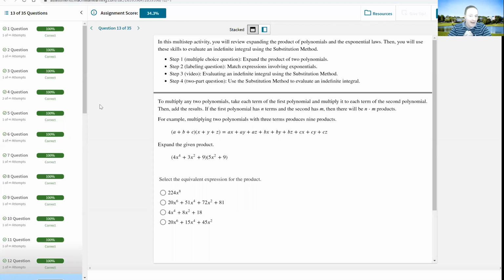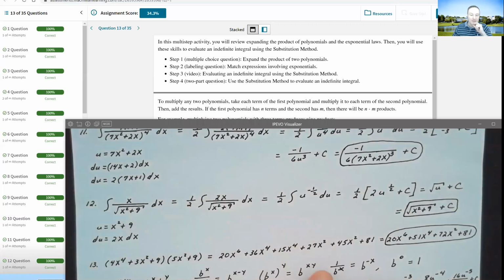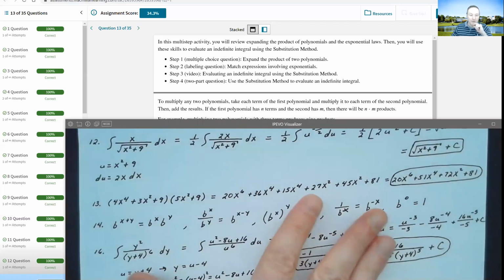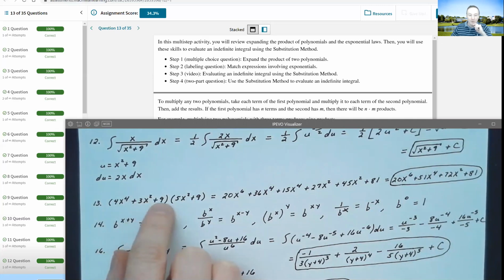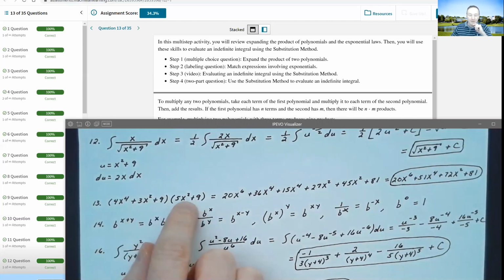And I don't know why before every one of their video examples, they go back and make sure you're good with your algebra. So this is just a basic distribution problem for algebra. So they have us multiply 4x to the 4th plus 3x squared plus 9 times the group 5x squared plus 9.